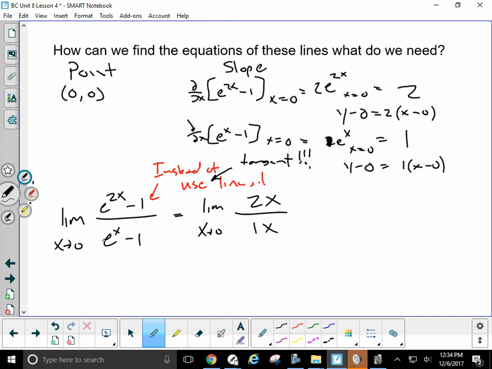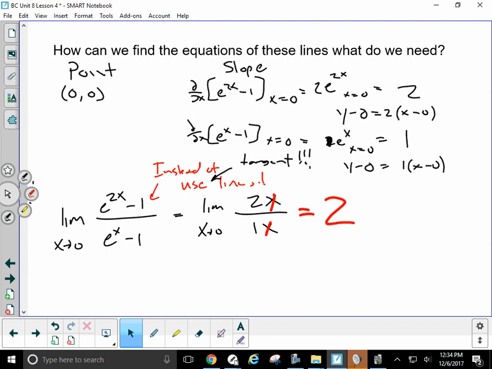Well, this I couldn't find. I got 0 over 0. But this, sure, if I plug in 0 into the top and 0 into the bottom, I get 0 over 0. But what is this screaming for me to do? Right, cancel these x's out, and boom, I get 2.